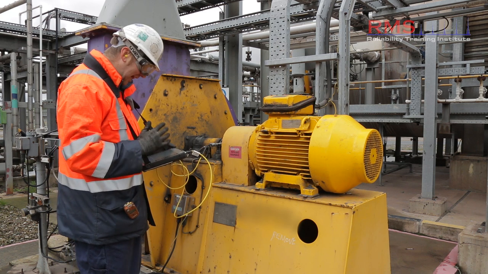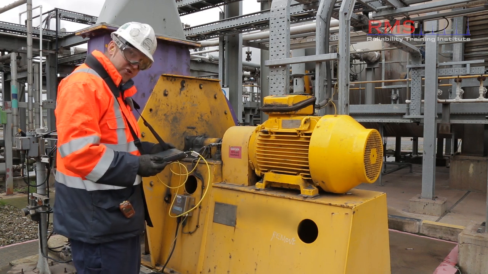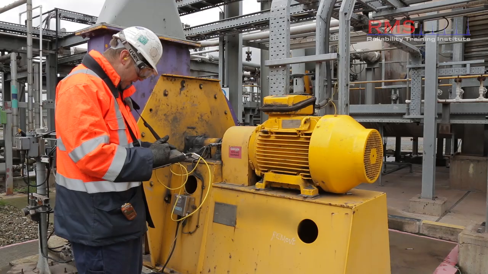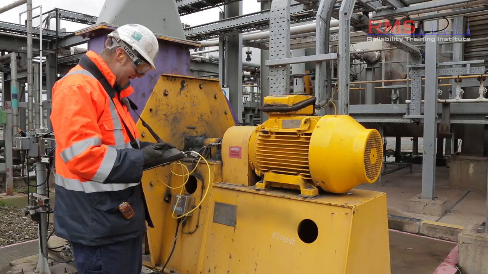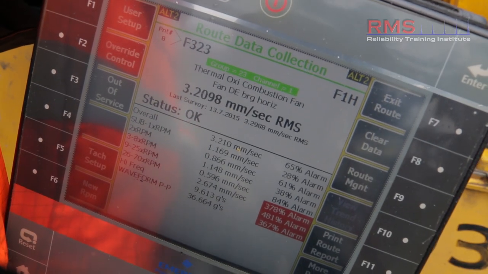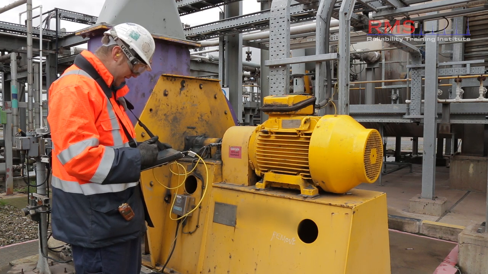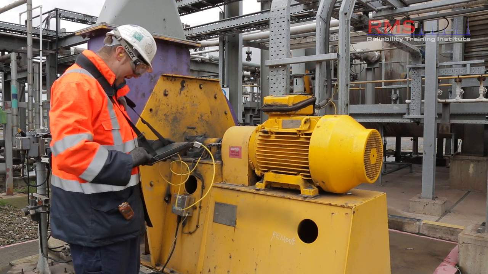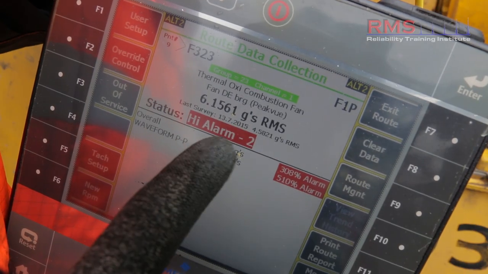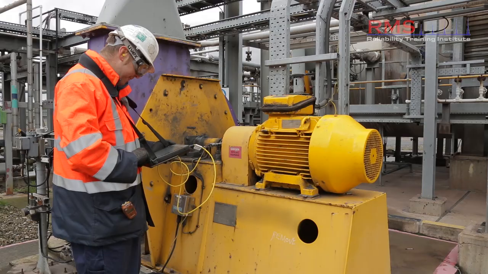Right, I can clearly see here, this is my standard reading. I've obviously got some high alarms here. The overall's not too bad at 3.2, but the waveform peak to peak and the high frequency, I've got major alarms on there. So we'll have to look at this when we get back. Yeah, and the envelope peak view reading, that's showing 50 G's, which is really high.